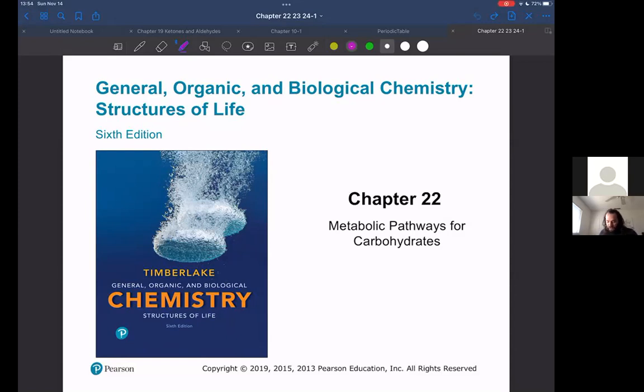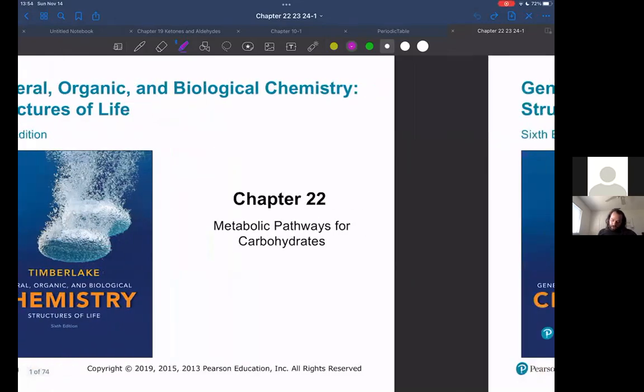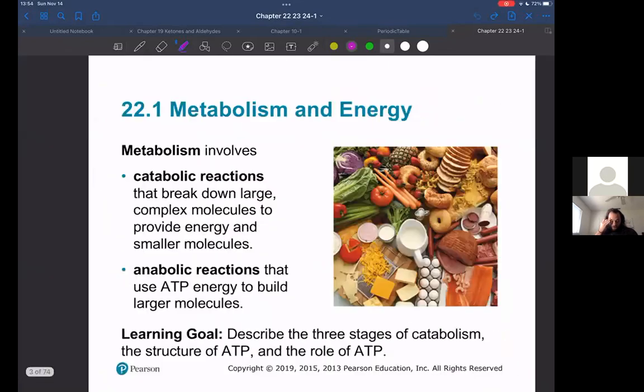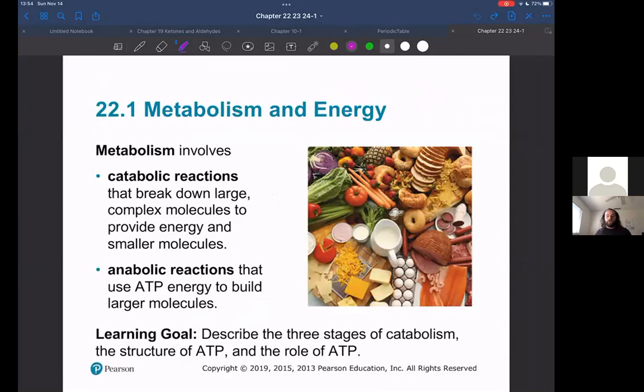We're going to start off by talking about metabolism in general and specifically about carbohydrate metabolism. Metabolism is a large umbrella term that covers all reactions that occur in a cell, and we can break those into two categories. One is catabolic reactions, when we break down a large or complex molecule into smaller components, and those reactions provide energy. So catabolism is breaking down large molecules and providing the cell with energy.